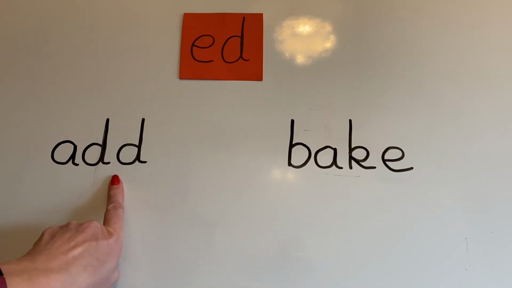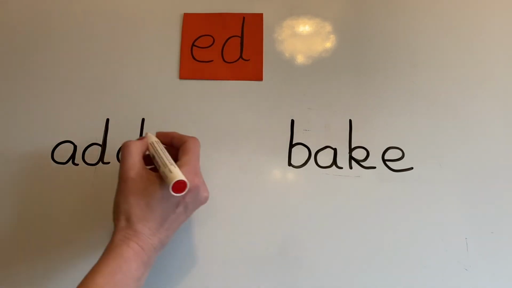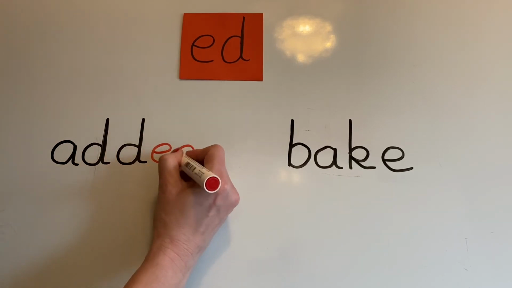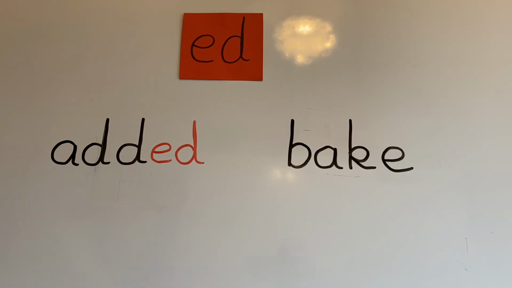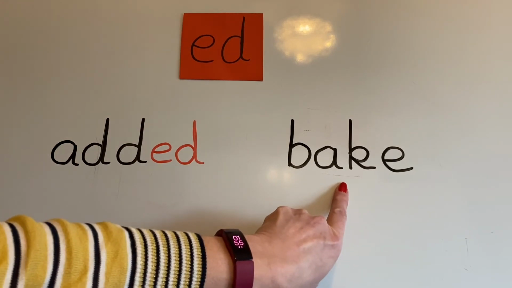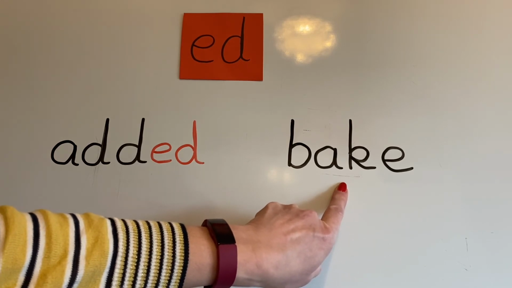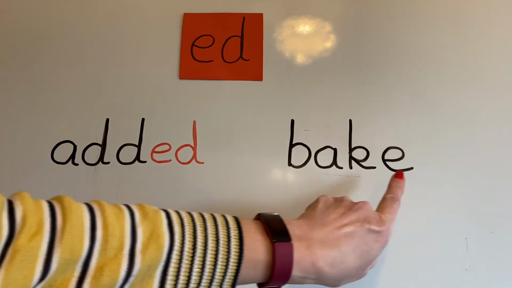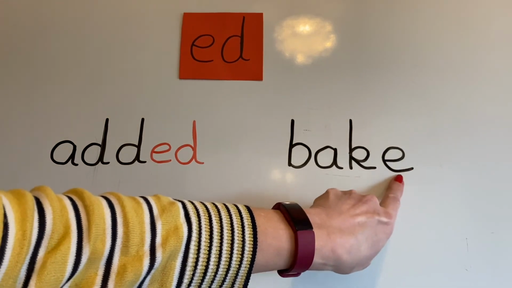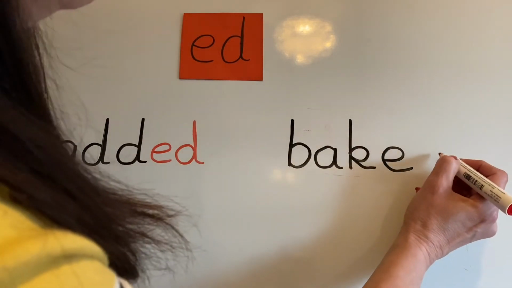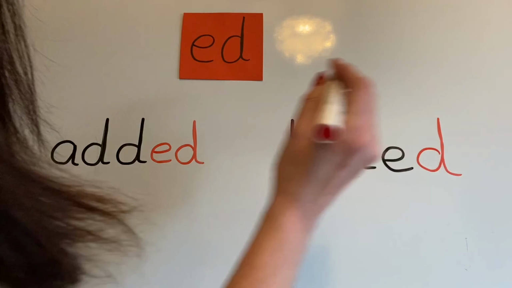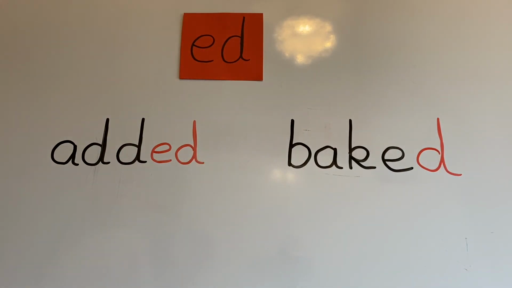Here's the word add. Add. We want to make it past tense. So we're going to add our mate Ed. Added. It's past tense. Here's the word bake. We're going to make it past tense. Oh, hang on. We need to add ed, but the e's already there. So what are we going to do? Just add the d. Did you get it right?